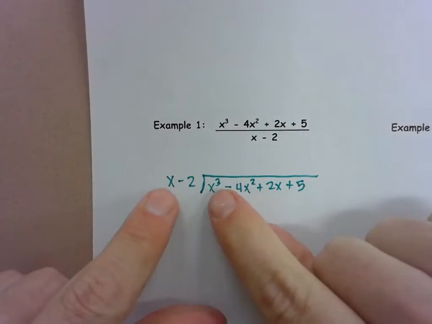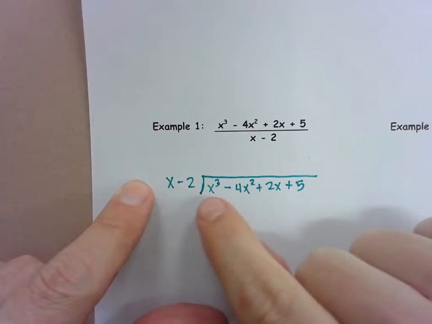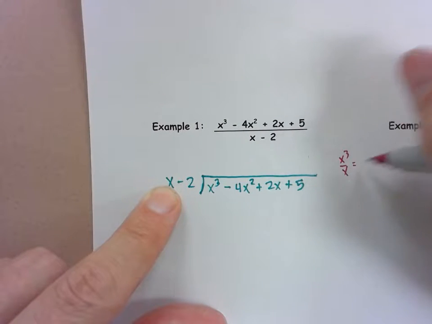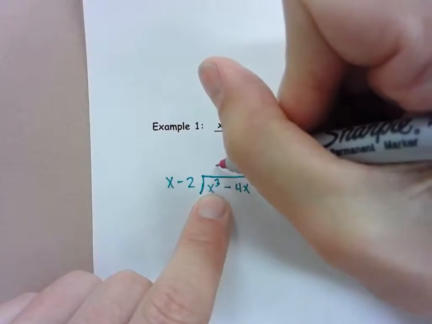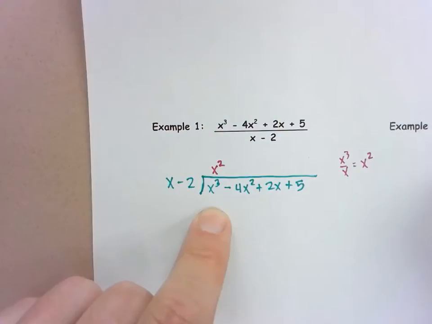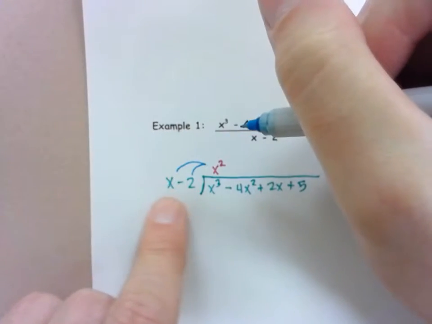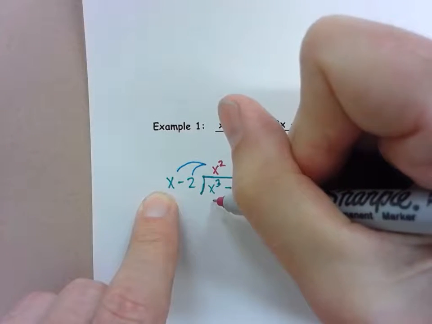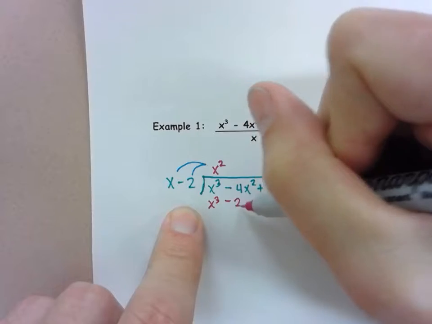The first thing you're going to do is look at the first term of the divisor and the dividend. And you're going to see how many times does x go into x cubed. Well, x goes into x cubed x squared times. So what we're going to write is x squared up here. And then we're going to multiply this by the terms on the divisor. So x squared times x, that's going to be x cubed. x squared times negative 2, that's going to be negative 2x squared.